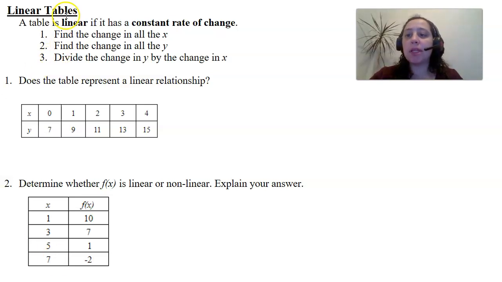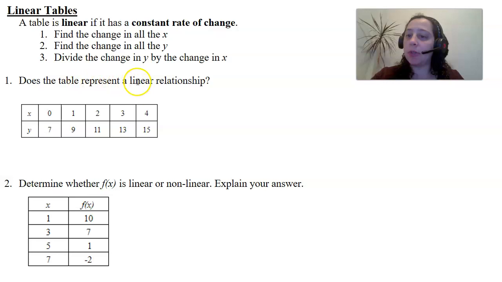A table is linear if it has a constant rate of change. So we need to find the change in the x, then the change in the y, and divide the change in the y by the change in the x. Let's do a few examples.